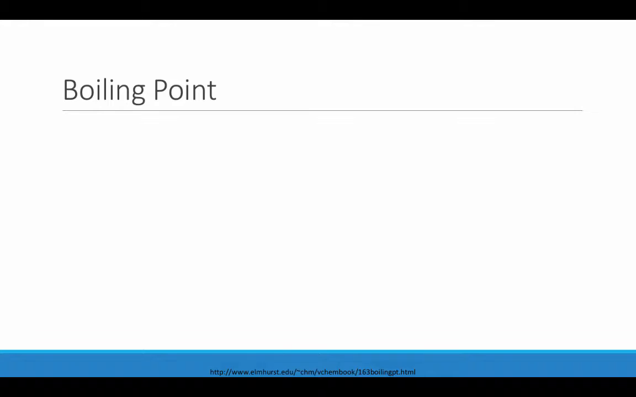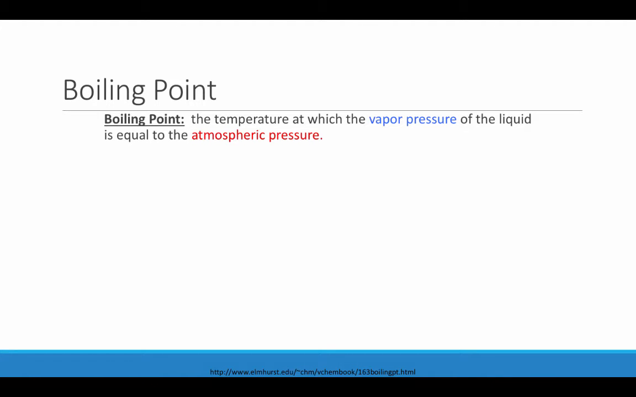So let's focus in on boiling point with this new idea of normal boiling point in mind. When we say boiling point, what we actually mean is the temperature at which the vapor pressure of the liquid is equal to the atmospheric pressure. Normal boiling point is the temperature at which the vapor pressure of the liquid is 1 atm, since 1 atm is the standard for atmospheric pressure. However, when atmospheric pressure varies from 1 atm, the boiling point will also vary.